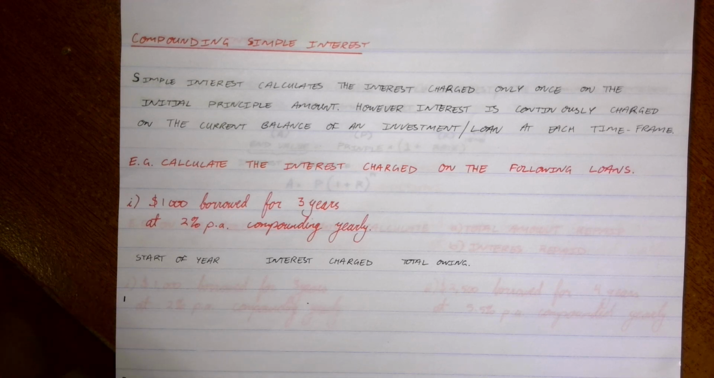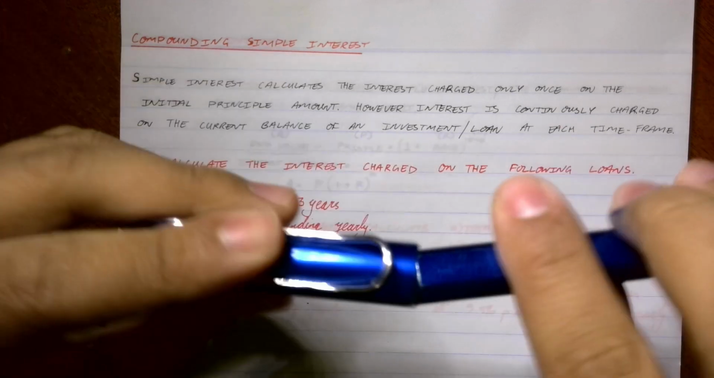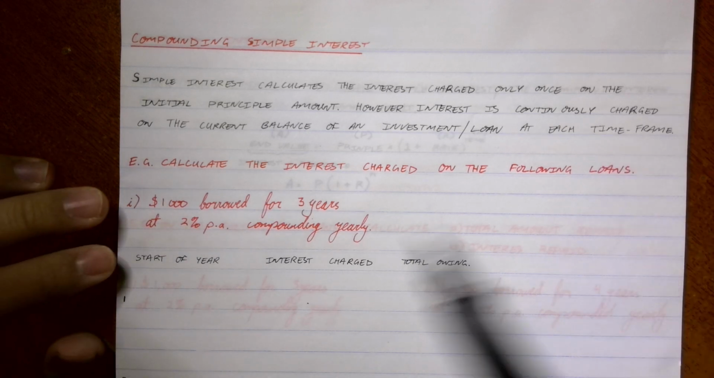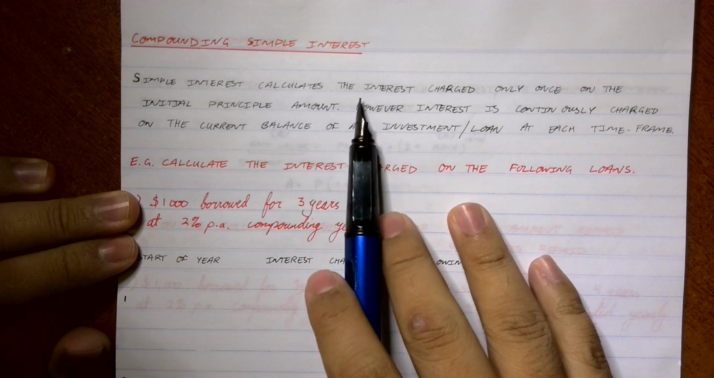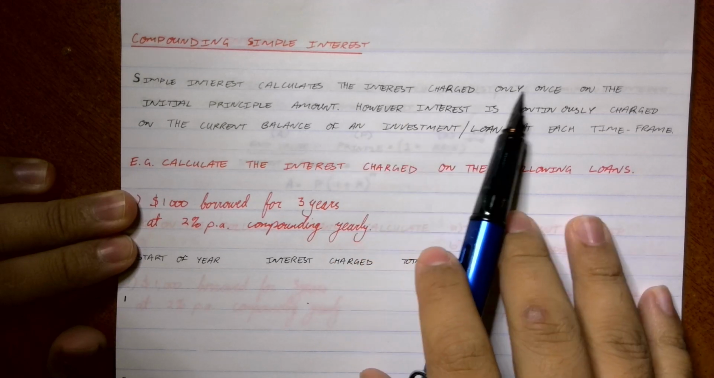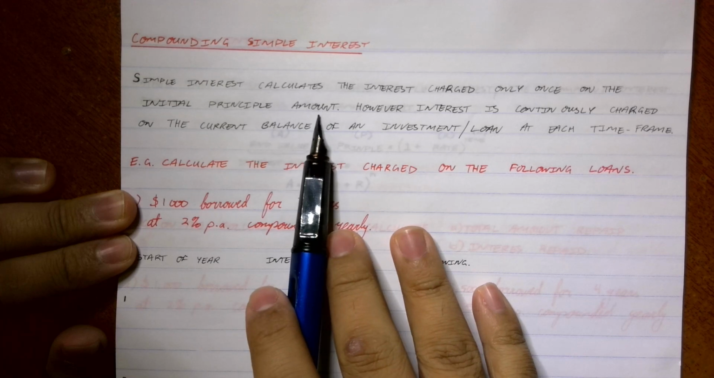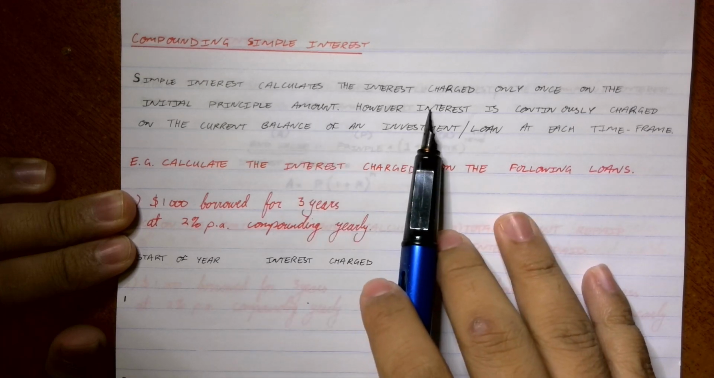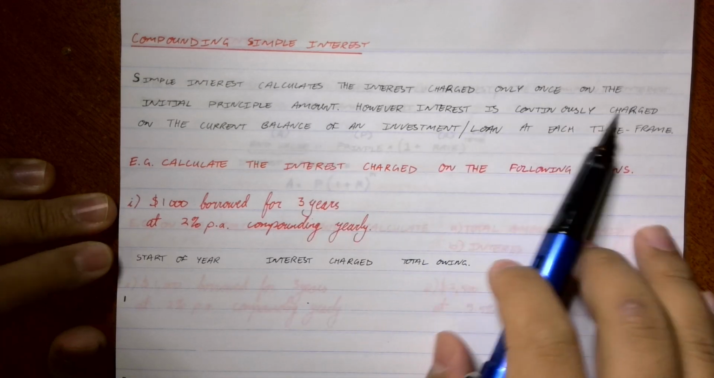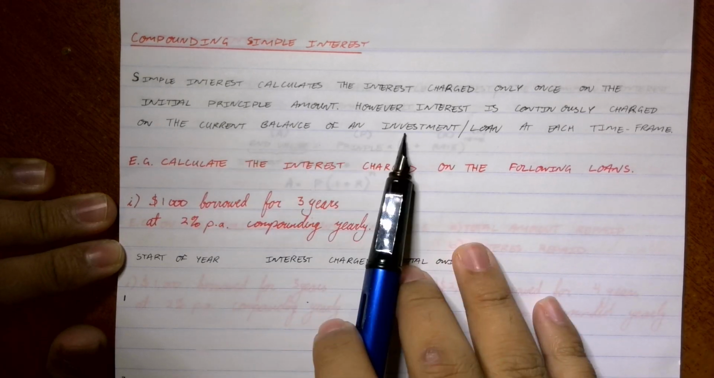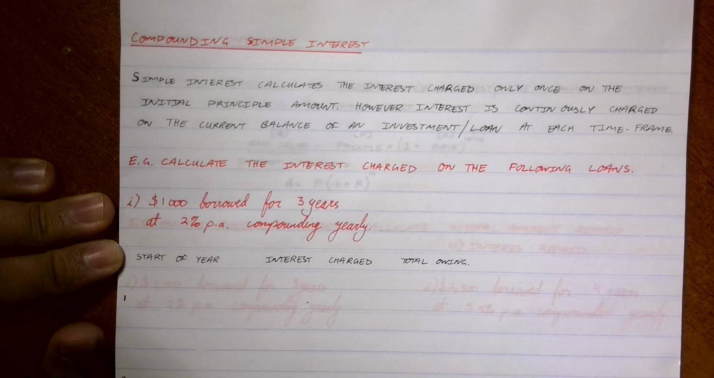In the previous video, you saw me calculate simple interest using the formula. However, in those simple interest calculations, the interest was charged only once on the initial principal amount. However, interest is actually continuously charged on the current balance of an investment or a loan at each time frame.